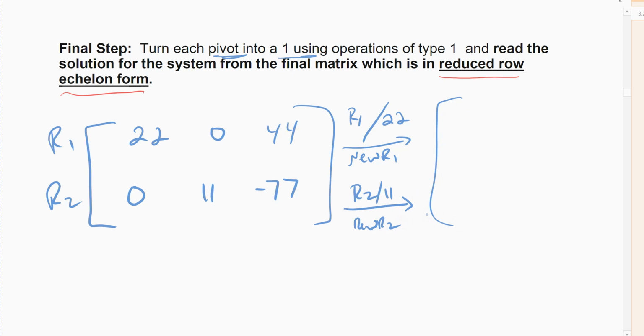It's the entire row, so everything gets divided by 22. So 22 divided by 22 is 1, which is what I wanted. 0 divided by 22 is still 0. 44 divided by 22 is going to give me a 2. And so my first row is now 1, 0, 2: 1x, 0y equals 2. My second row, divide by 11. 0 divided by 11 is still 0. 11 divided by 11 is the 1 that I wanted. Negative 77 divided by 11 is negative 7. And so in my second row, I've got 0x, I eliminated the x, and 1y equals the constant negative 7. And so that will get me my solution.